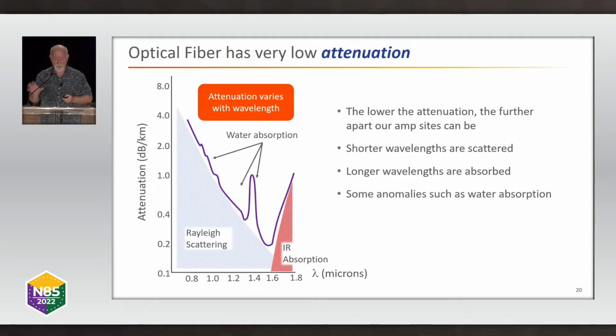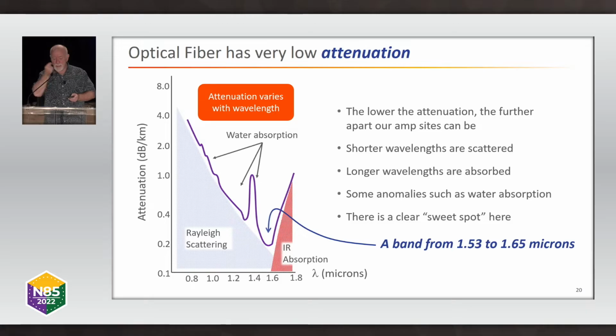So we have this really interesting situation where there are some anomalies. These are typically water anomalies. You can remove water from the manufacturing process of optical fiber, but it's kind of expensive to do that. You can buy low water loss fiber, but we don't use those wavelengths anyway, so typically you don't remove the water from fiber. There is a clear sweet spot here from about 1.53 to 1.65 microns, or 1530 nanometers to 1650 nanometers, which are the C and the L bands.